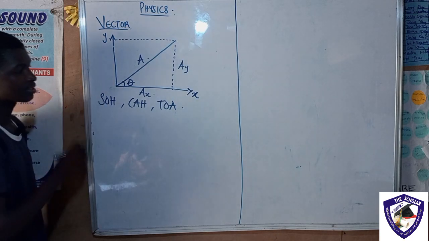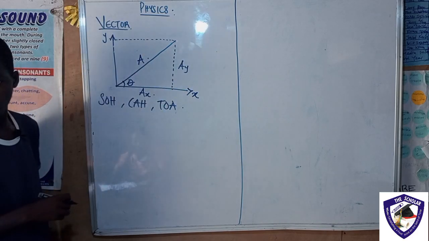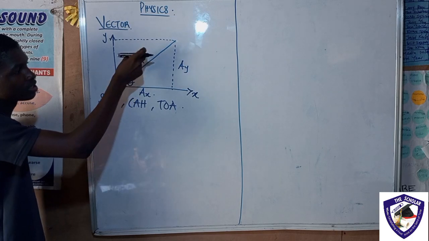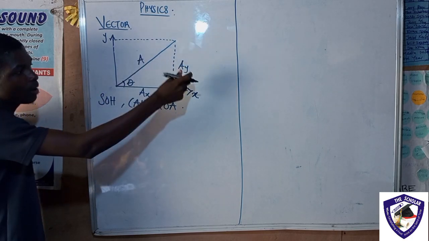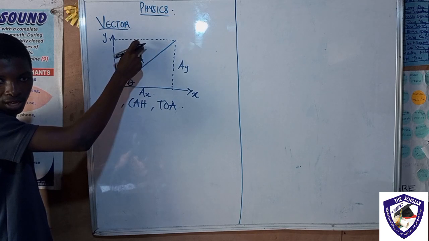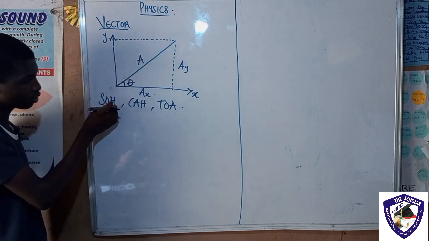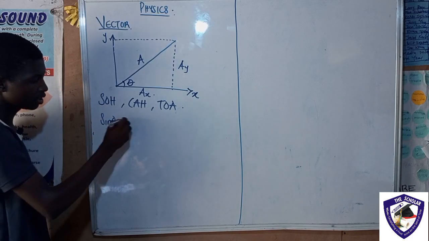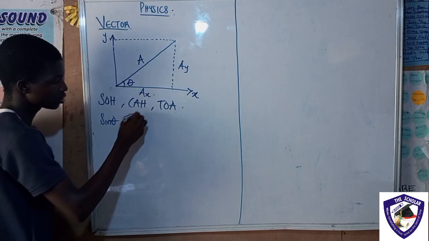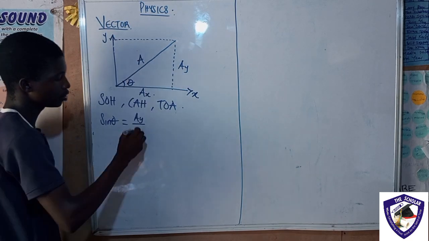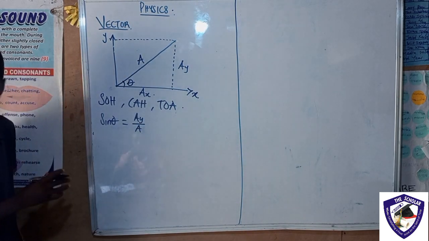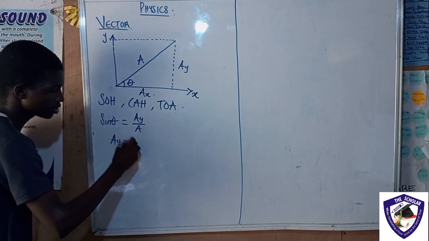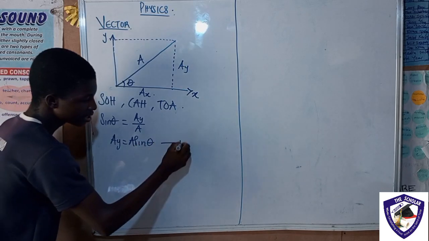Now, let us start with the first one. We are looking for AY. AY has a relationship with our hypotenuse. AY is our opposite. Our hypotenuse here is A. That means we can generate a formula for sine. Sine theta is equal to opposite, which is AY, over hypotenuse, which is A. Are you getting this at all? Now, when you make AY the subject of formula, it becomes AY equals A sine theta. Write it, equation 1.